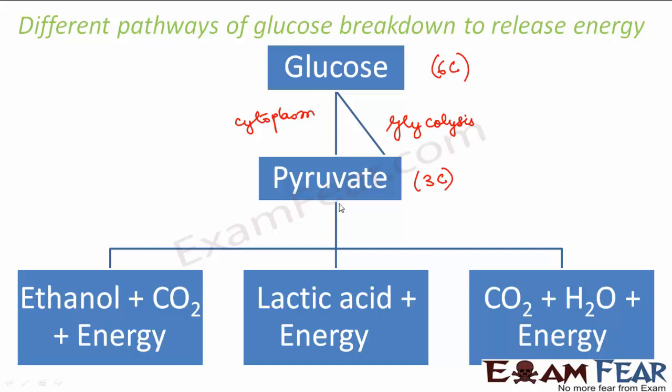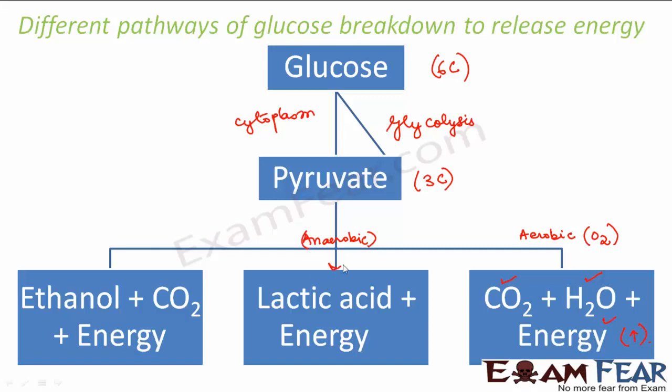Now there are 3 different ways by which pyruvate can break down into simpler molecules, releasing a lot of energy. The first is aerobic respiration, which happens in presence of oxygen. In that case, carbon dioxide, water, and a lot of energy is released. So a good amount of energy is released in this case. Another option is anaerobic respiration. In anaerobic respiration, there are 2 ways again.